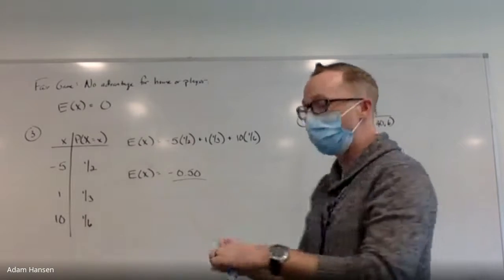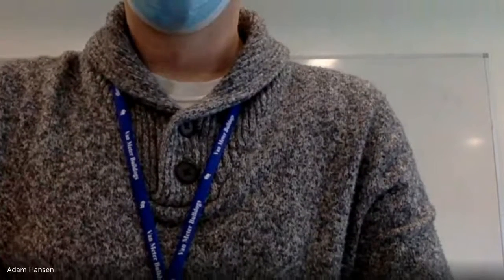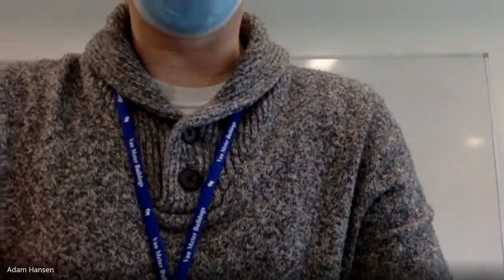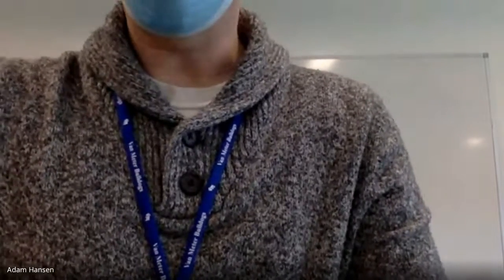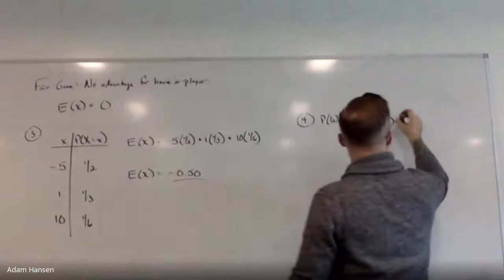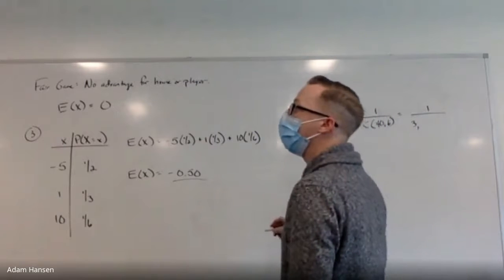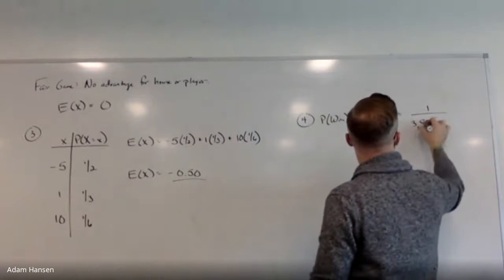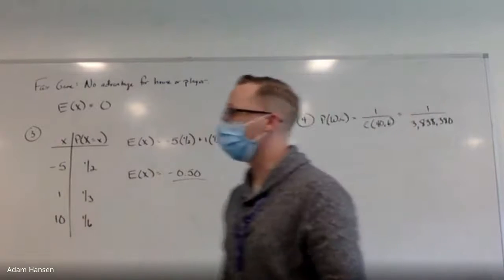So 1 out of 40 choose 6 is the chance of hitting the jackpot. If I grab my calculator here, what is 40 choose 6? Much higher than 20,000, about 3.8 million. So you have a 1 out of 3,838,380 chance of winning this pick 6 lottery.